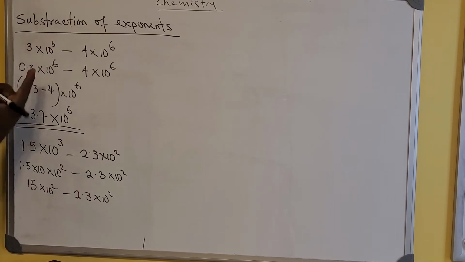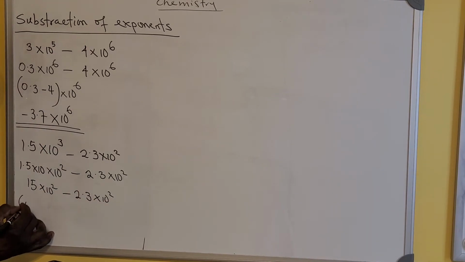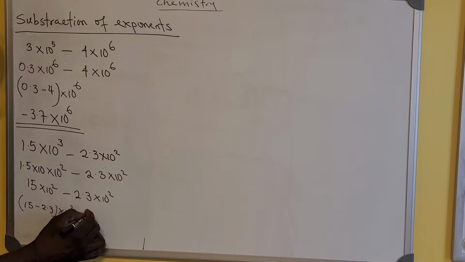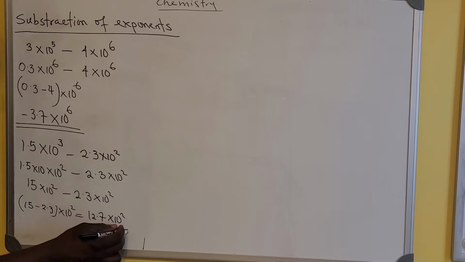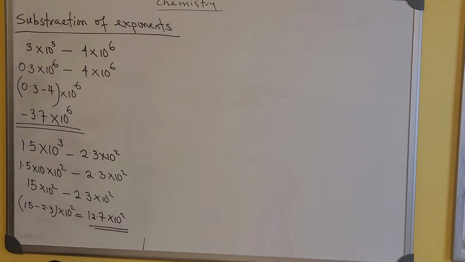So we can use this logic by saying 15 minus 2.3 times 10 raised to the power 2. And if you do the math, you're going to end up with 12.7. So that's 12.7 times 10 raised to the power 2. So that is how you subtract exponents. You subtract once you have the same exponents. So that's how you do that.